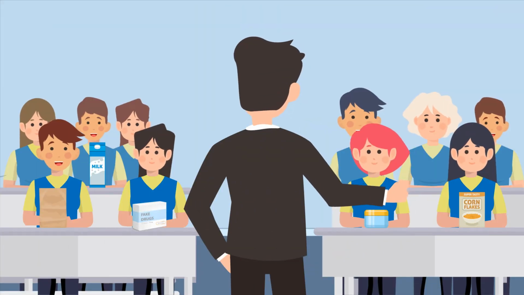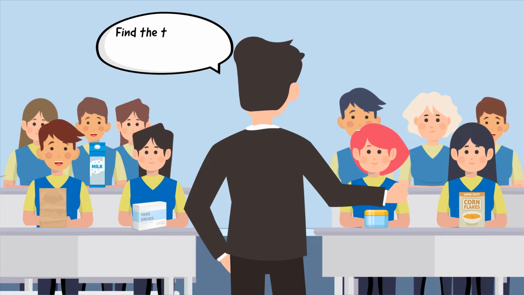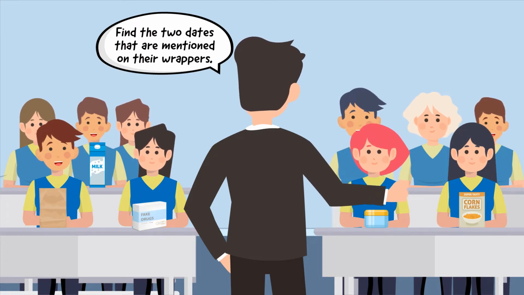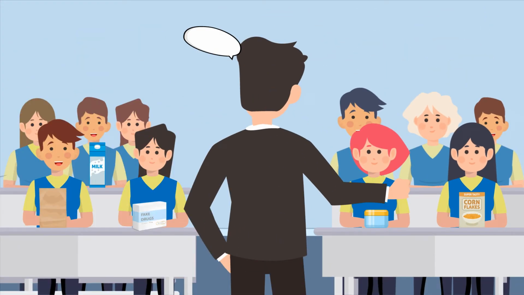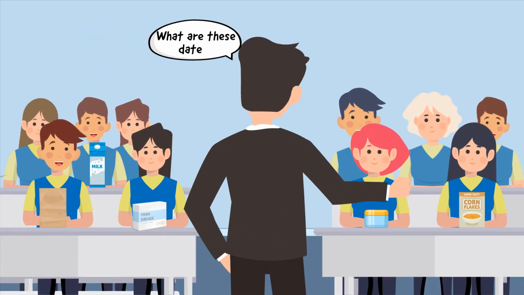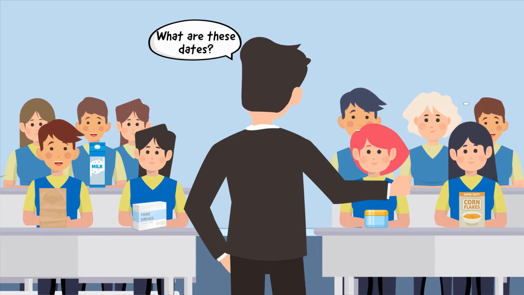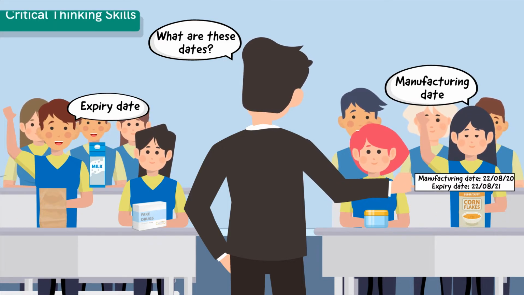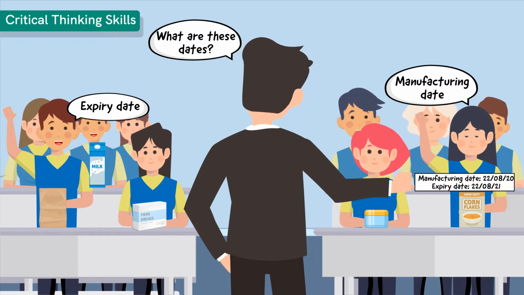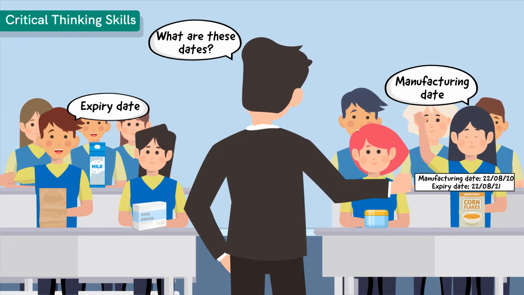Begin by asking the students in each group to find the two dates that are mentioned on their wrappers. Continue to ask the students what these dates are. Allowing the students to find the manufacturing date and expiry date will hone their critical thinking skills. Accept all responses from the students.